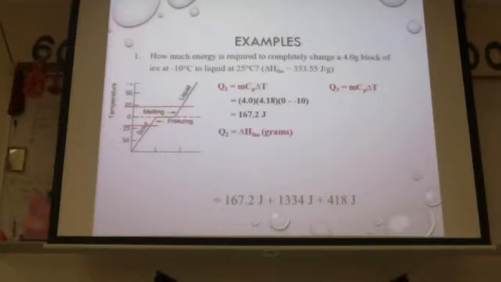The second one is where I'm undergoing a phase change. So that's the molar heat of fusion times the mass. The 33.55 joules per gram times 4 grams gives me 1,334 joules. Now usually molar heat is in kilojoules. So what would I have to do if this was in kilojoules? You'd want to convert it to joules, because you can't add joules and kilojoules. They have to be in the same unit.